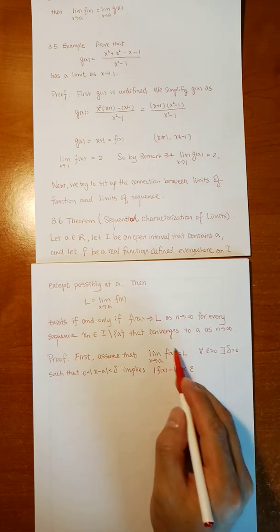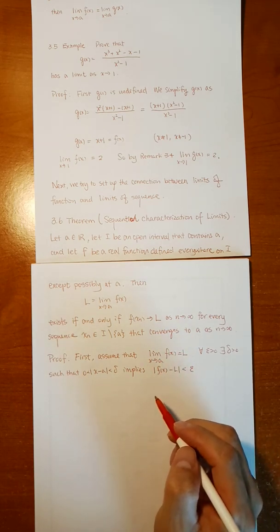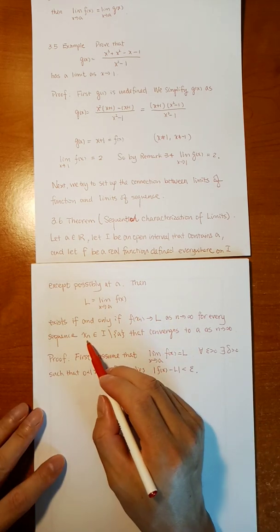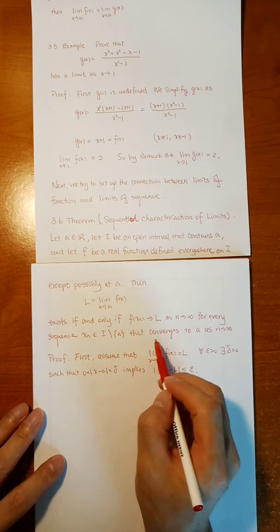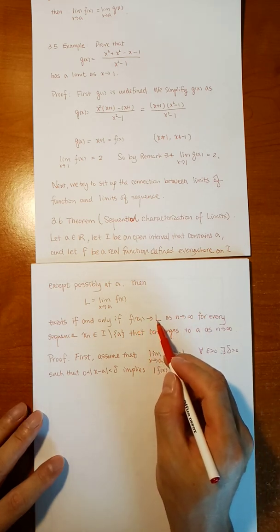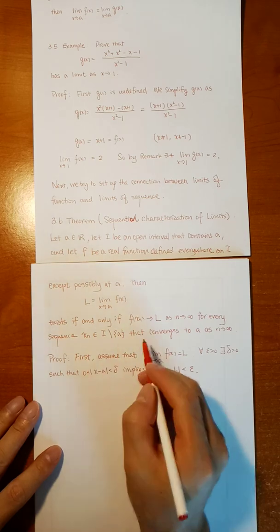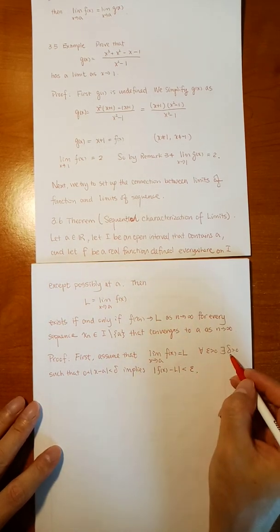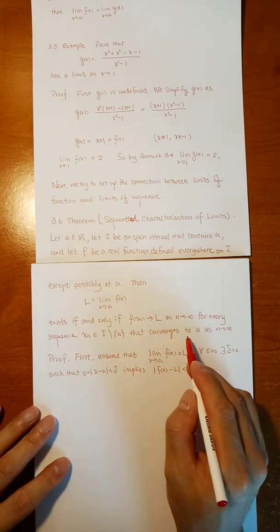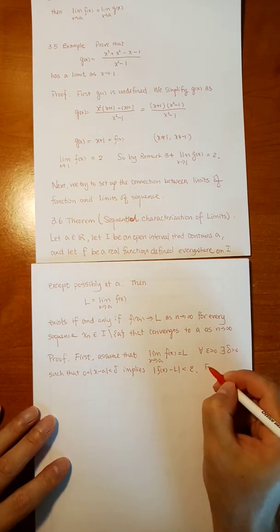Okay, so this is the limit of f(x) equal to L. Now we want to show that for every sequence xn converging to A, the limit of f(xn) will be close to L. Okay, xn converges to A. We choose this delta as a function of epsilon in the definition of xn converges to A.